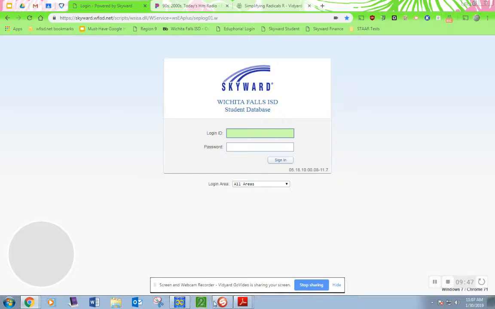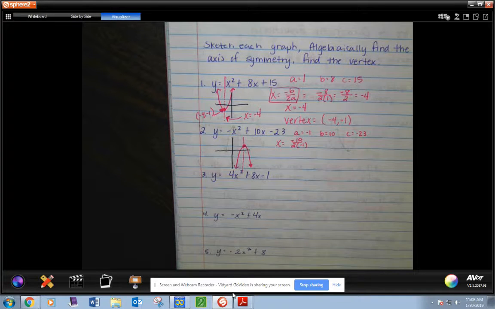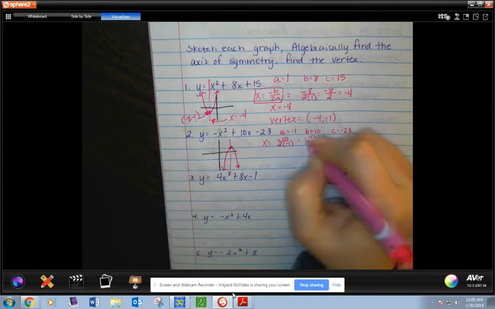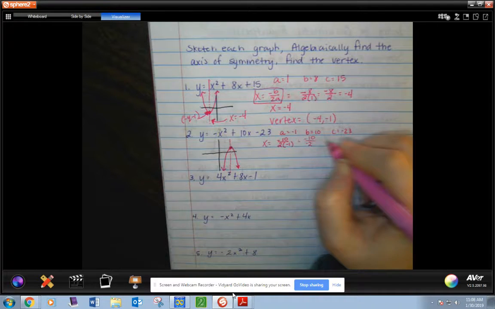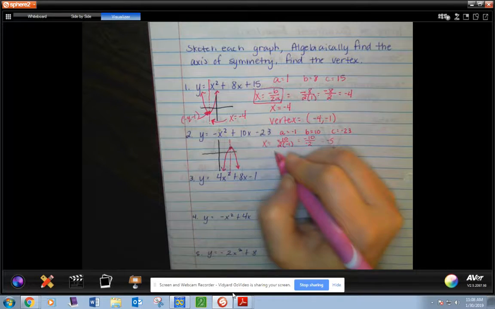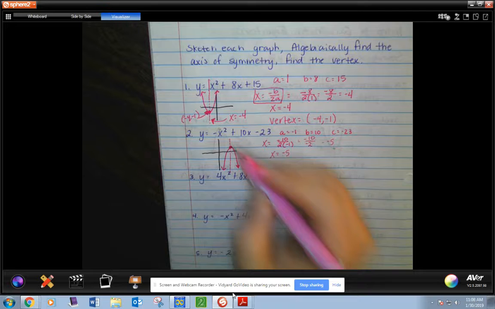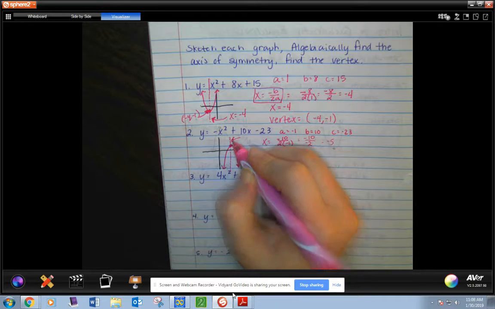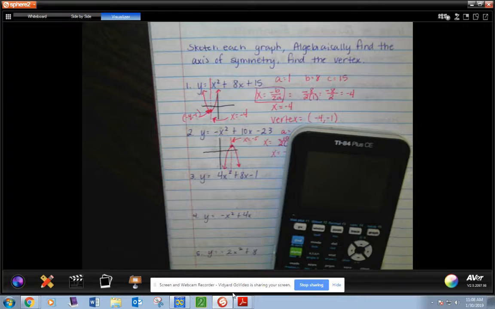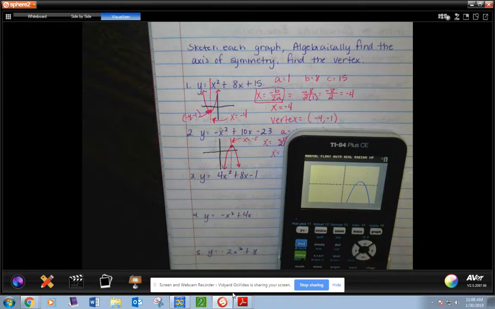Okay, so finishing this up, sorry, let me get back to the video. Okay, once I plug this in, you're going to keep the negative 10, and 2 times negative 1 is negative 2, and negative 10 divided by negative 2 is negative 5. So I have x equals negative 5. And I want you to draw me a line to the axis of symmetry and tell me it's x equals negative 5. And then we're going to go into the calculator and go to the table.